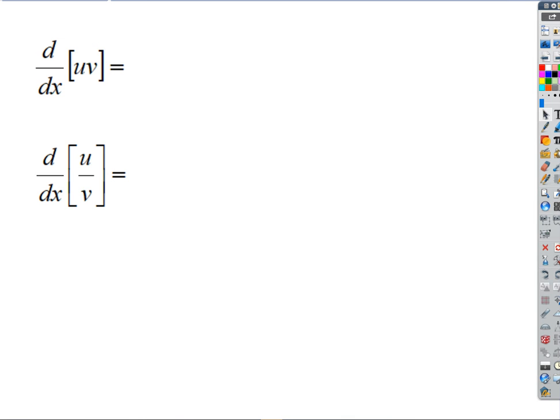What is the product rule for the product of u and v, where u and v are just functions of x? What do you got? U prime v plus v prime u. There it is. Quotient rule. So fast. Yes, sir. V u prime minus u v prime over v squared. There you go. Perfect. Okay, so those are the rules, right?